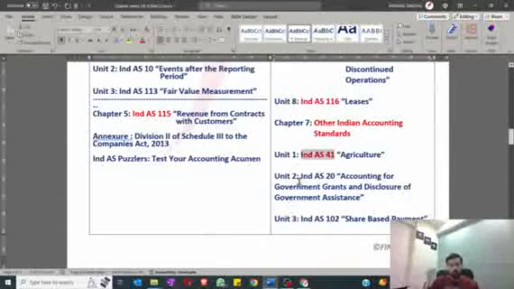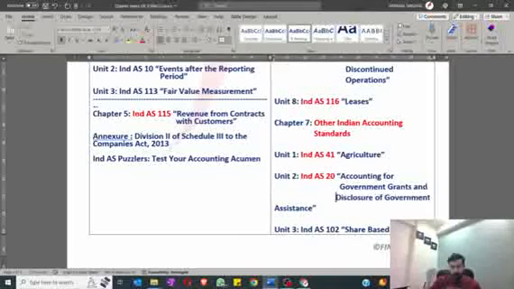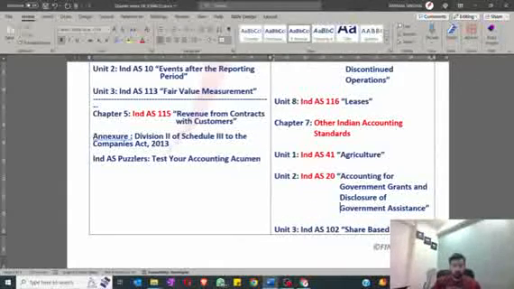Unit 2 talks about Ind-AS 20, that is on accounting for government grants and disclosure of government assistance. In short, I'll be calling it government grants. So this Ind-AS 20 talks about government grants. I'm giving you a glimpse of the topics we'll be covering. This will help you create an image in your memory about the topics which are to be discussed.